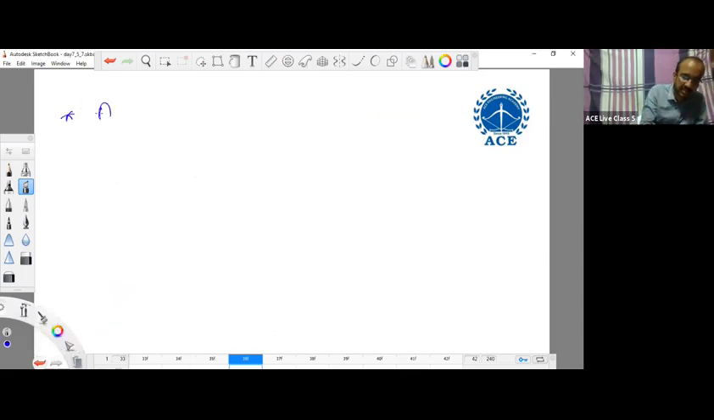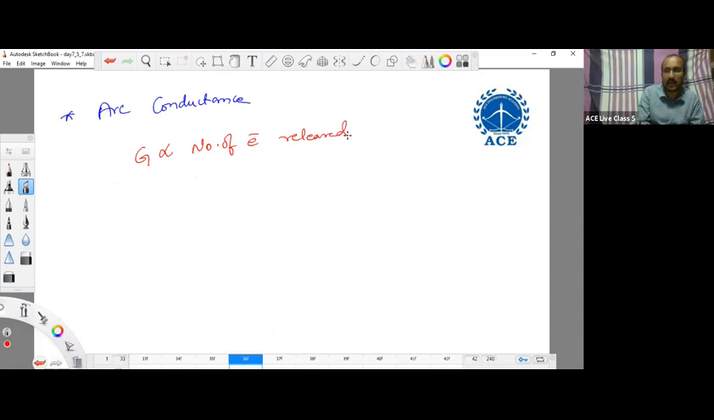Now let us go for what about the arc conductance? The next property is arc conductance. Conductance of the arc depends on what? Arc conductance G is directly proportional to the number of electrons released, directly proportional to the area of cross section of the arc.